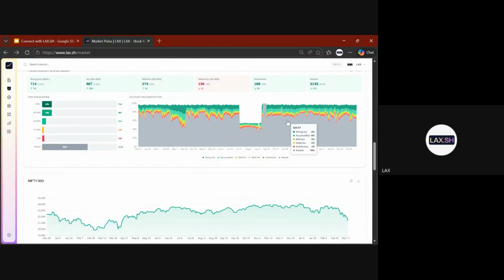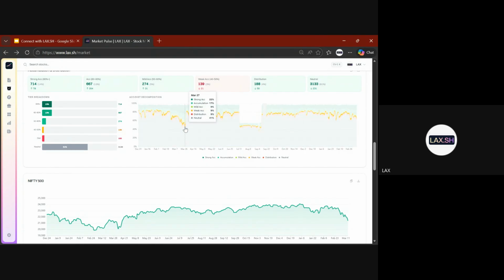Okay, all right. We'll discuss internally, and then we'll decide what to do with this thing. And the strongest accumulation came on where? March 27 last year. Right?